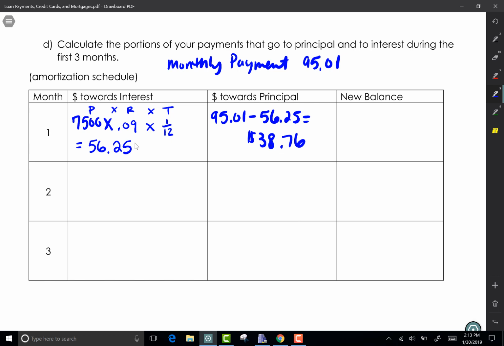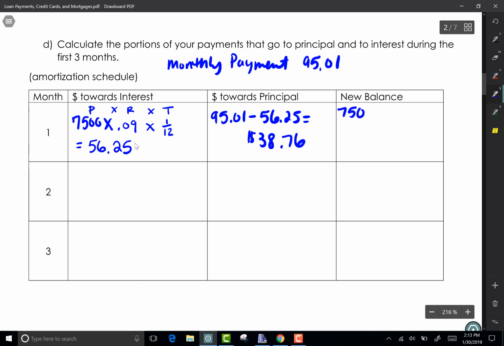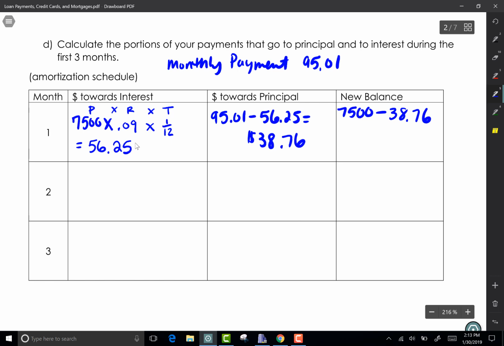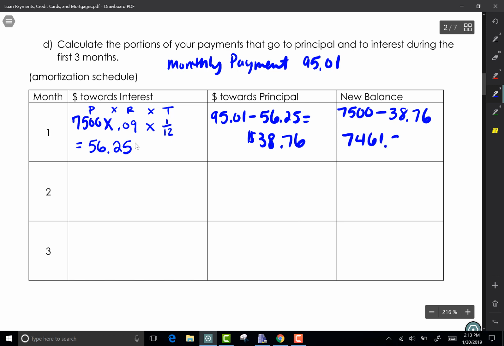So to figure out our new balance, I take my 7,500, subtract off what gets applied from the principal of my monthly payment. That comes off my principal, and I'm left with $7,461.24. And then what happens is we just repeat the process for each month.